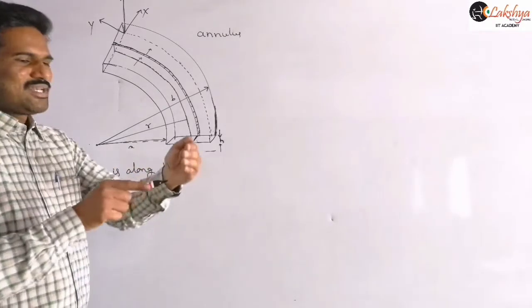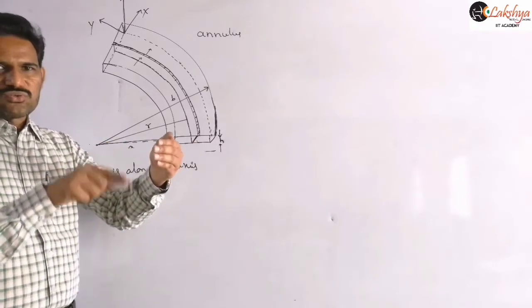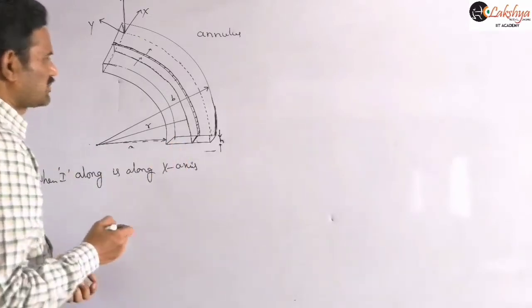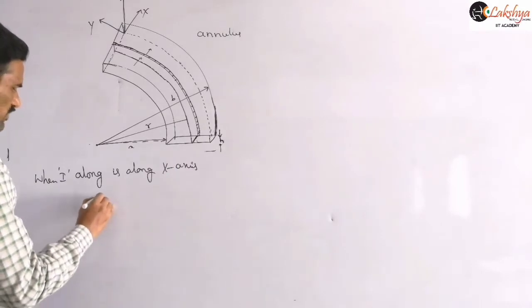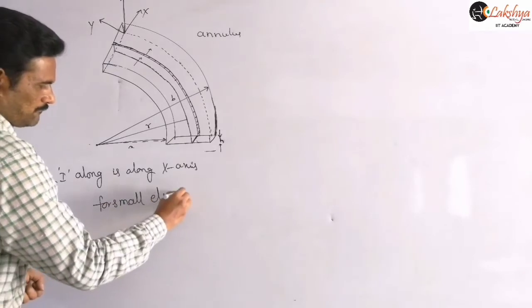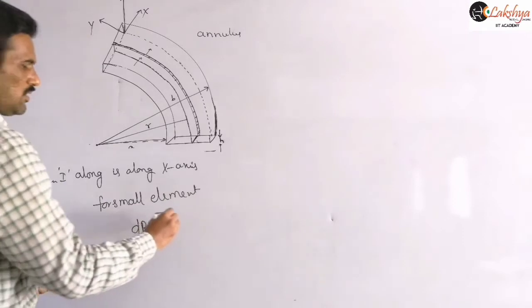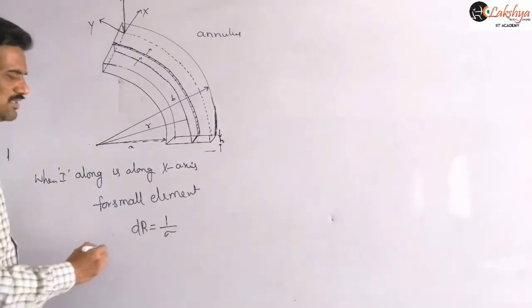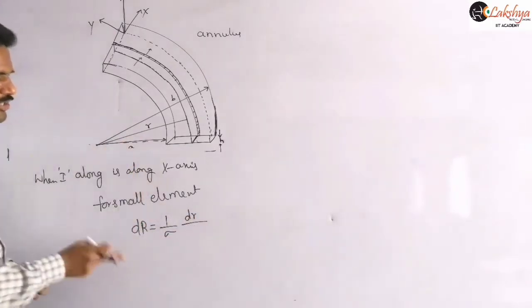So, this area we can write as this length into this height. This height is nothing but h, and this length we need to write there. Got it? And so then I can write this, for a small element, dR is equal to rho, which is 1 by sigma, conductivity is given there, into dr by that area of cross section we need to write.